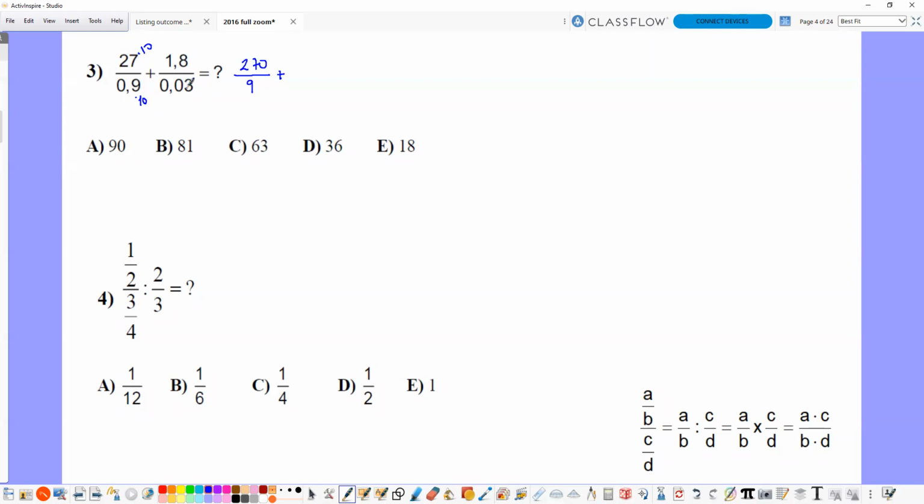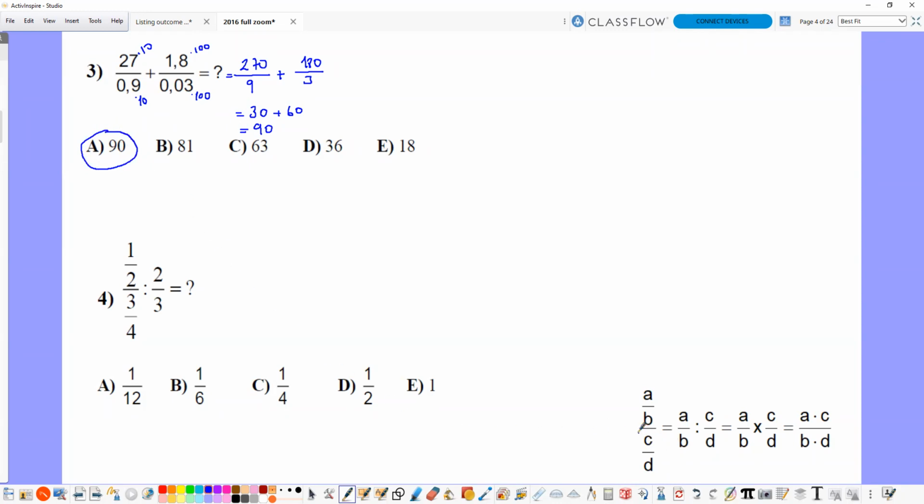Then here, when we compare two decimals, this is the smallest one. So to get rid of this one, you are going to multiply by 100. This one, you are going to multiply by 100. So this is going to be equal to 3. And the numerator is going to be 180. So with respect to this one, 270 divided by 9 is going to be equal to 30. And 180 divided by 3 is going to be equal to 60. So the answer is going to be equal to 90, which is A.